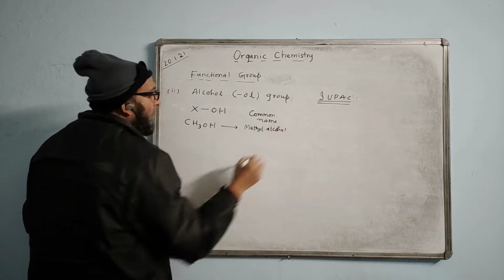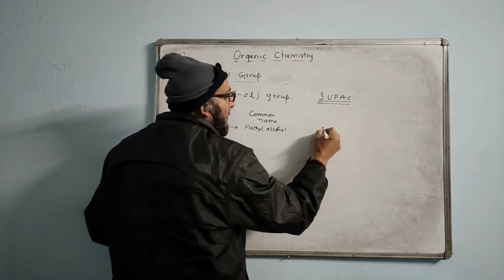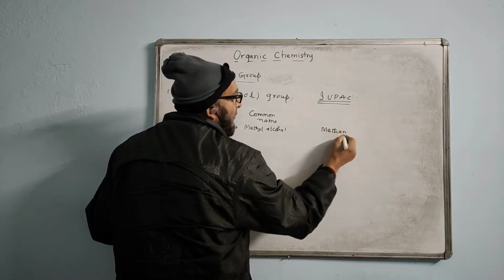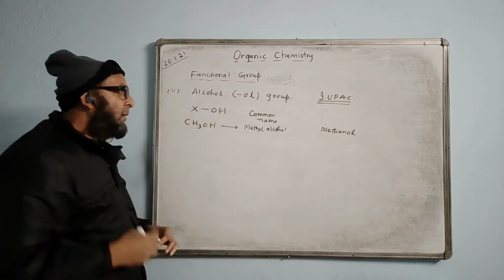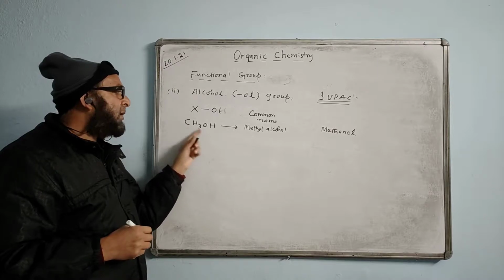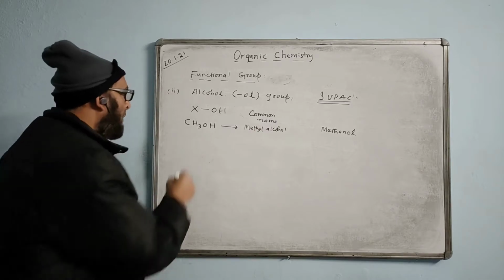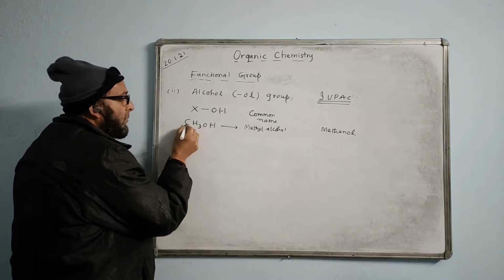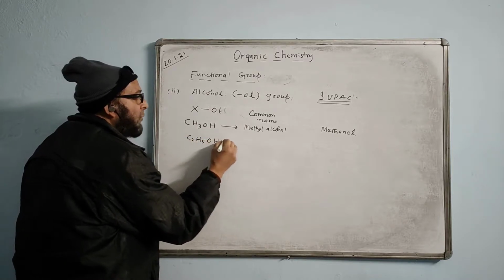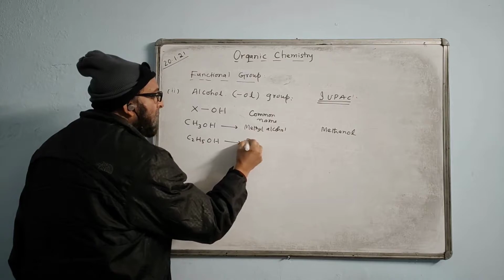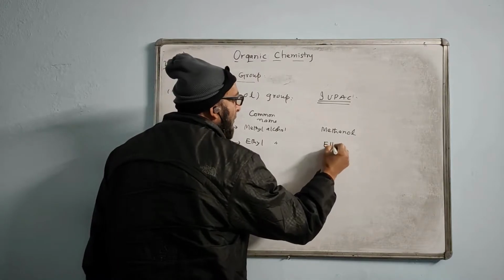And in the IUPAC name, how many carbons are there? One carbon. One carbon is methane without the e, and we put ol: methanol. The IUPAC name of CH3OH is methanol, the same as methyl alcohol. Next, C2H5 with OH at the end is called ethyl alcohol, and we call it ethanol.